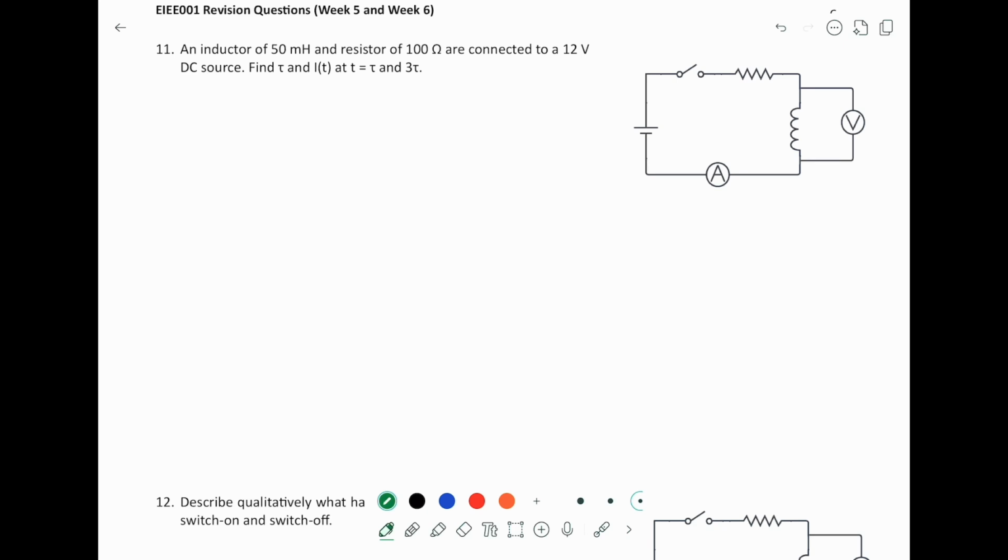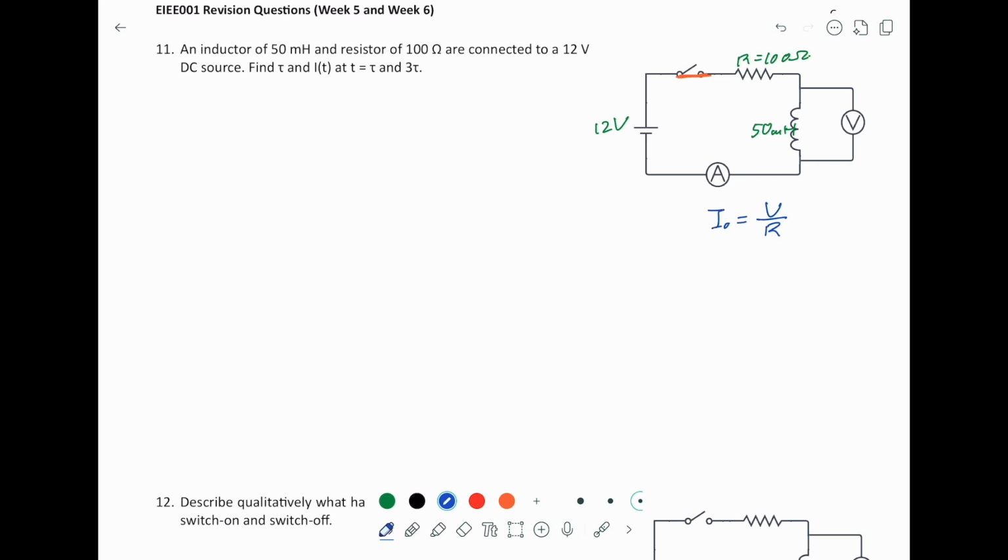Here we have an RL circuit, and the inductance is 50 millihenry. R is 100 ohm, and the voltage is 12 volt. So when the switch is closed, there will be current flowing through, but the current will not go straight to V over R, the steady state.